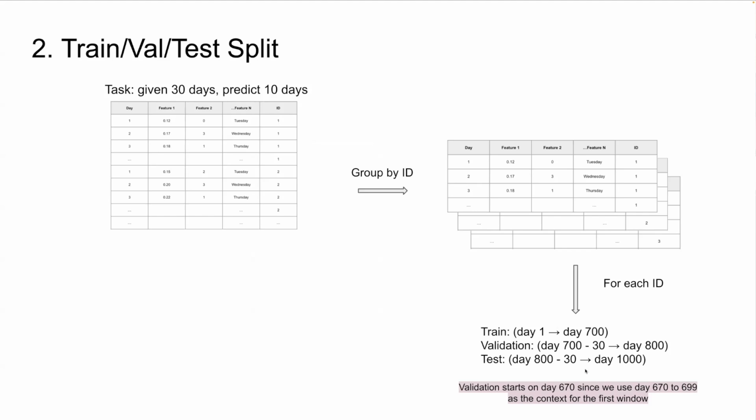And same thing for a test. So we don't start at day 800. We need to feed in the first 30 days, which overlaps with the validation set.